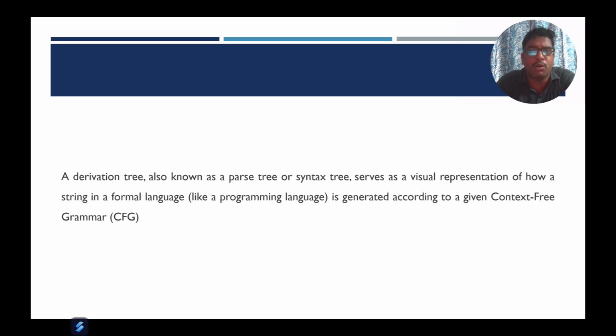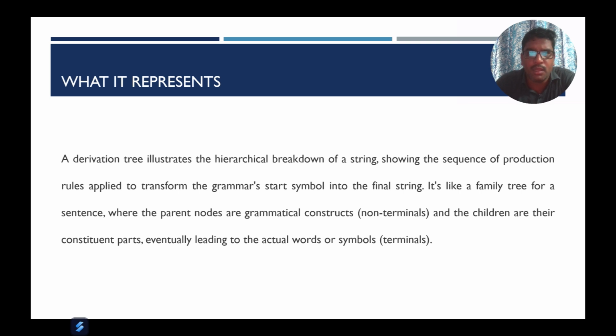For these productions, we are going to draw the derivation tree, or we can say parse tree or syntax tree. It is a visual representation of a tree-like structure. What does it represent? A derivation tree illustrates the hierarchical breakdown of a string, how the string is generated via production rules, showing the sequence of production rules applied to transform the grammar's start symbol into a final string.